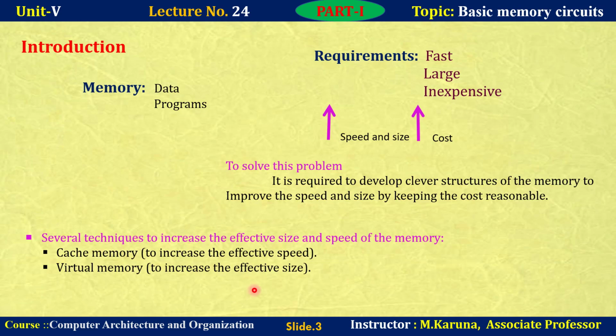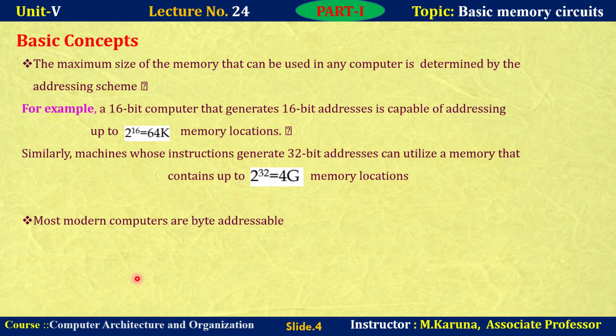There are several techniques to improve the size and speed of the memory. The speed of the memory can be increased with the help of cache memory, and the size also can be increased with virtual memory. Let us see the basic concepts of the memory. Memory size can be determined with the help of address lines, or we can say the maximum size of the memory that can be used in any computer is determined by the addressing scheme.